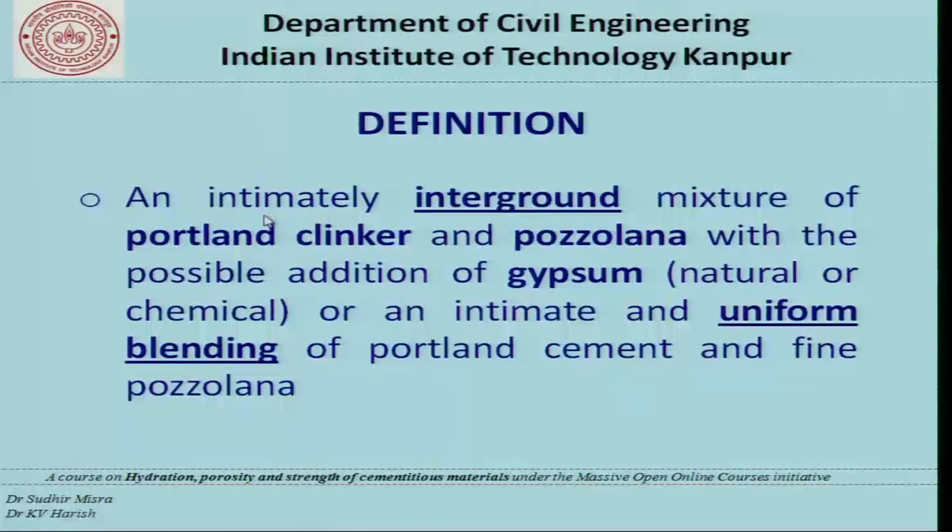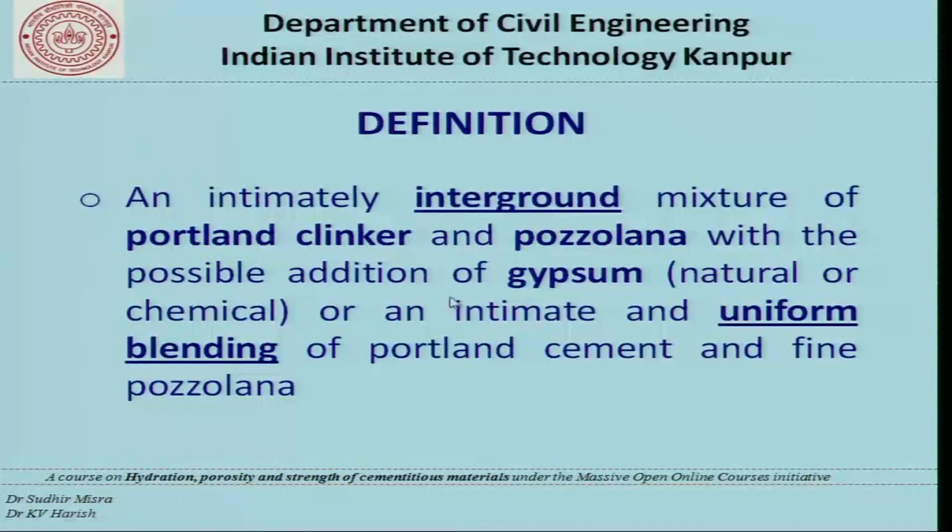Okay, so basically there is not much difference between adding fly ash at the site directly or adding it in the plant. The only difference is that if you do it at the plant level, it will be much more consistent and more reliable. The variability will be much lower. All other properties basically remain the same. So let's get into some of them. So Portland pozzolana cement is defined as follows: an intimately interground mixture of Portland clinker and pozzolana with a possible addition of gypsum, naturally available gypsum or processed gypsum.